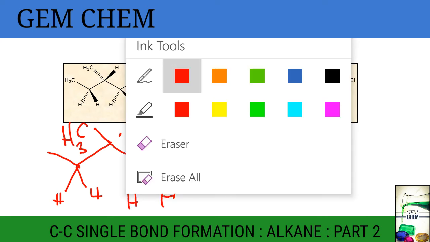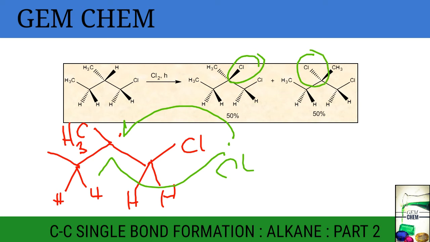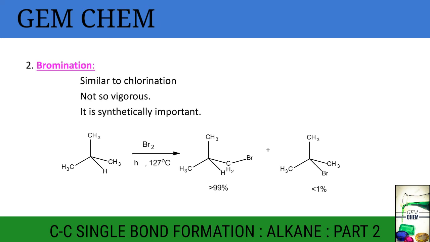Now a chlorine radical, free radical, chlorine free radical can attack from above the surface or from below the surface. So here attack from above the surface, here from below the surface. So stereochemistry is different for two different molecules and the yield is 50% and 50%. Now let us go to the bromination part.